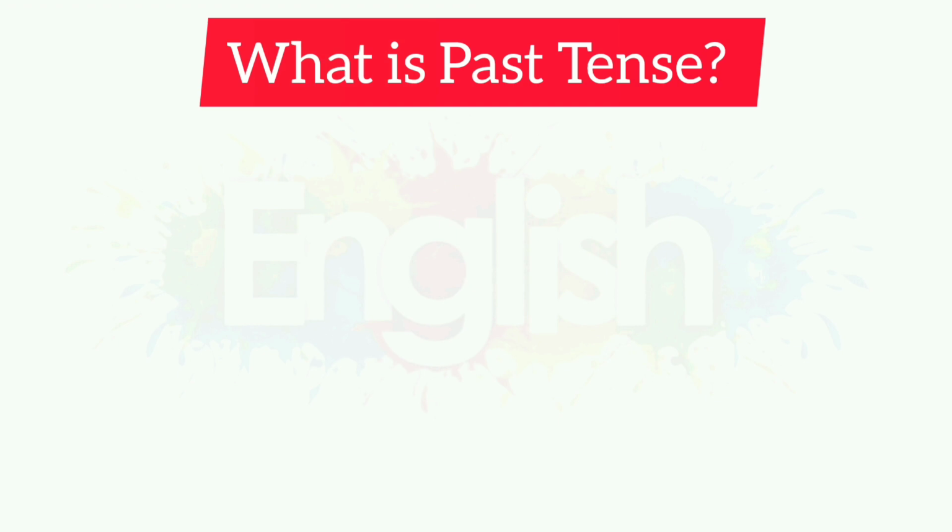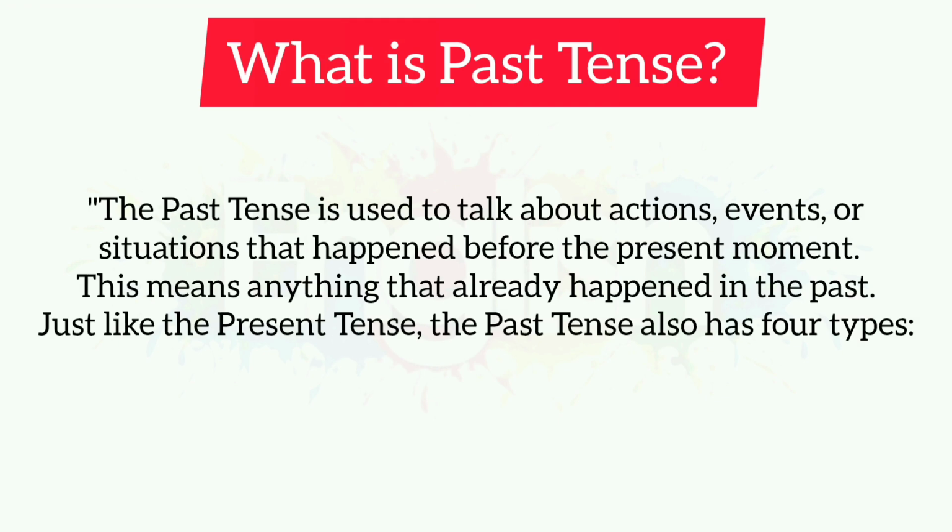What is past tense? The past tense is used to talk about actions, events, or situations that happened before the present moment. This means anything that already happened in the past. Just like the present tense, the past tense also has 4 types.